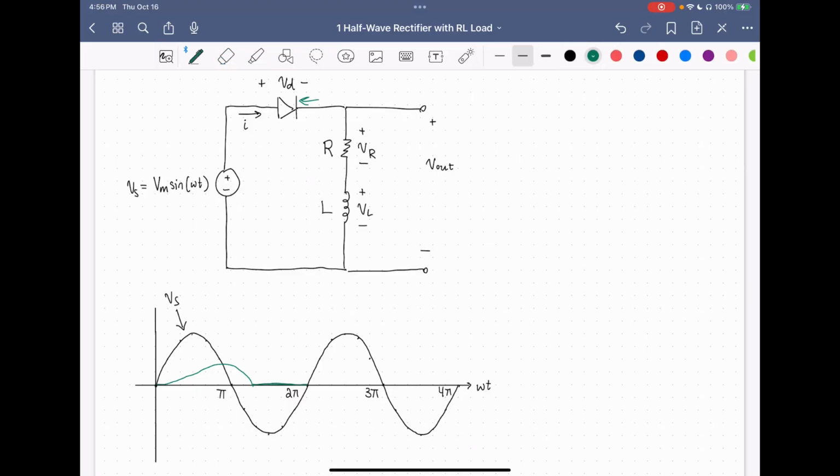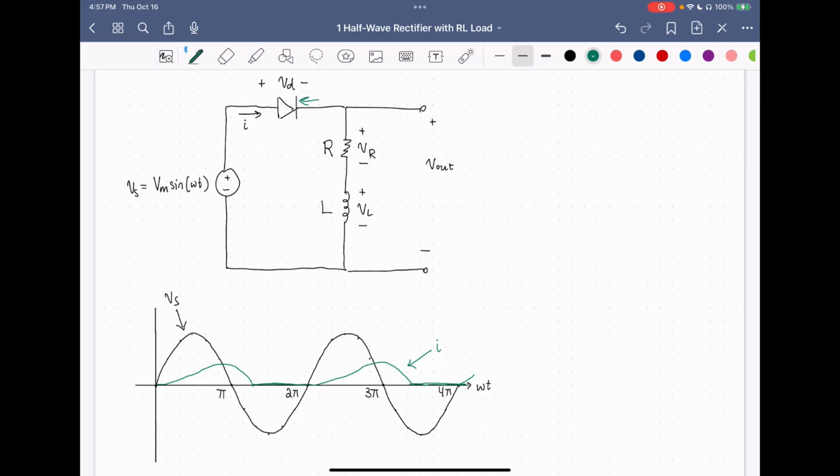And then in the next cycle, we're going to get just periodic repetition. So it's going to look something like this again and go back down, at which point it reaches 0 and is 0 again until the next cycle starts, at which point it will begin to rise again. So let's label this green waveform as the current going through the circuit.